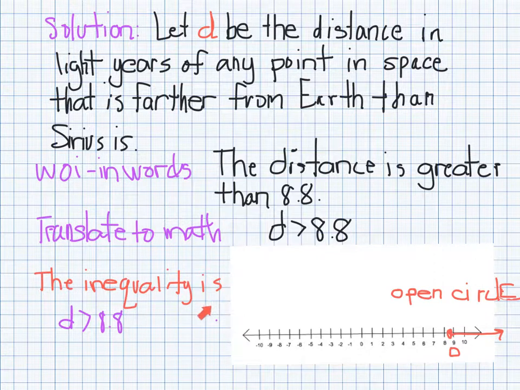And so the inequality is going to be an open circle here, and we have d is greater. So I don't know, my program stopped and started again. So the inequality is d is greater than 8.8. There's our 8.8, and it would be an open circle, and all the numbers would be going to the right. So all the real numbers greater than 8.8.